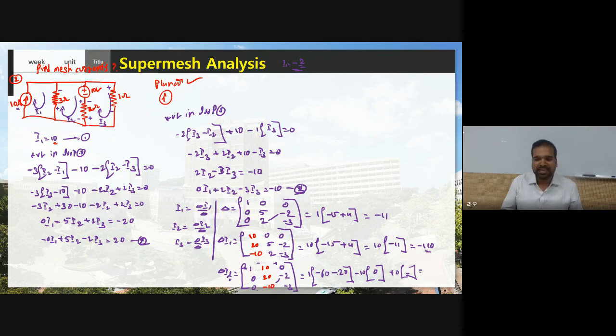Therefore the final answer is what? Minus 60 and minus 20, you will get minus 80. So here the determinant of delta I2 is minus 80. Now you need to find the determinant of delta I3. Now instead of I3 terms, you will write the constant values, but I1 and I2 terms are same as delta. So here 1, 0, 0, 5 and 0, 2.